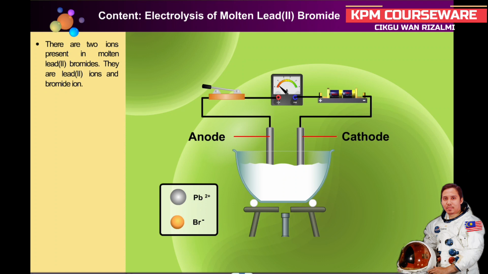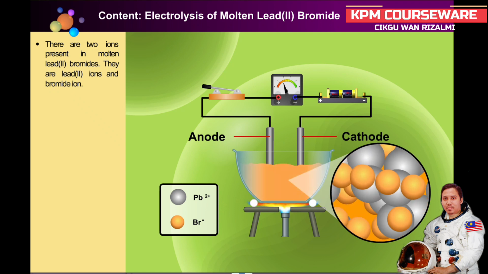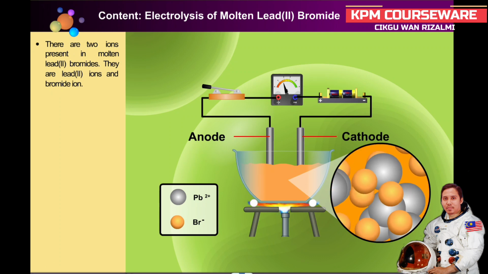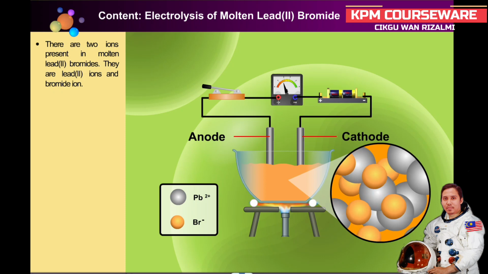In solid state, ions that make up lead(II) bromide are fixed in positions. They are not freely moving. When heated up, the particles vibrate vigorously. As the temperature reaches the melting point, lead(II) bromide slowly melts. At this point, the ions dissociate and move freely.